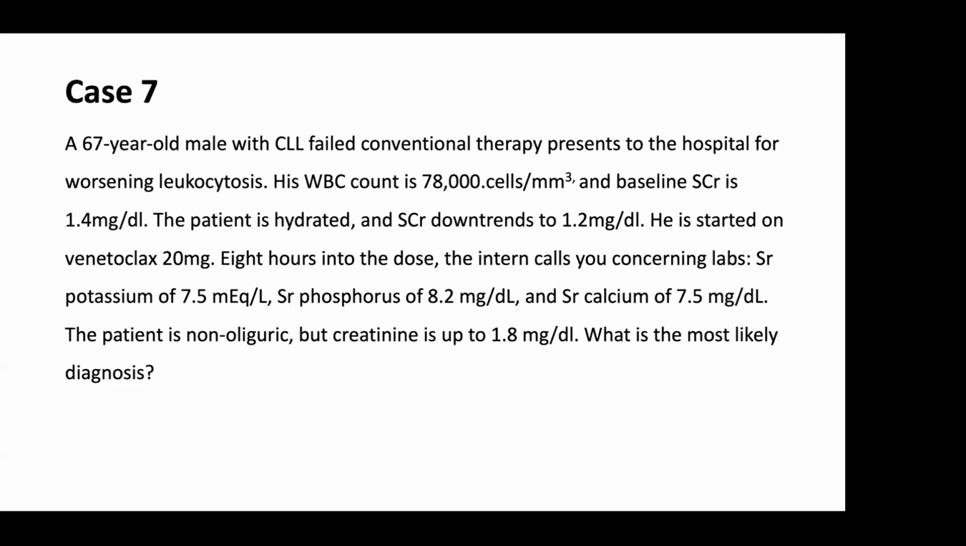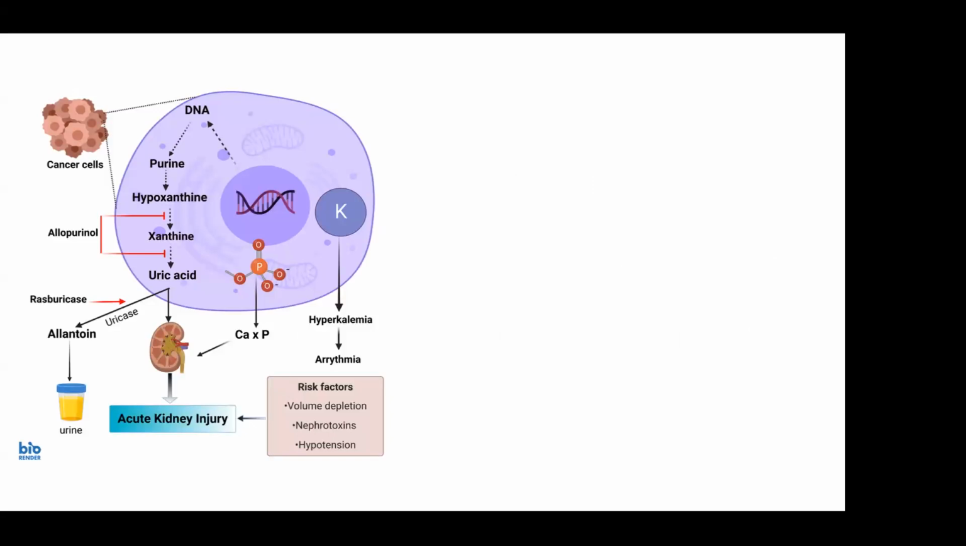Now, this is a very common scenario which we face on the oncology floor. A classic picture of acute kidney injury, hyperkalemia, hyperphosphatemia, low calcium. I have not mentioned the uric acid levels here. Let's assume the uric acid levels were also high. So this is a slam dunk diagnosis of tumor lysis syndrome. So what happens in tumor lysis syndrome?